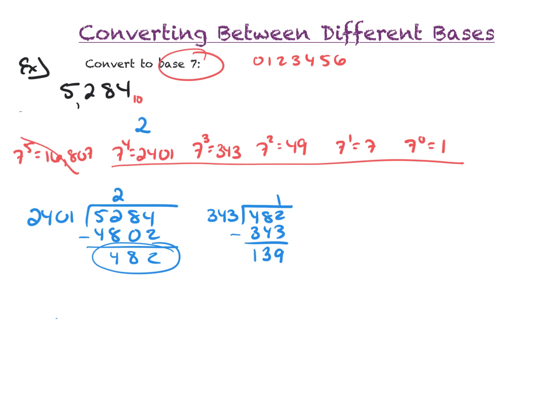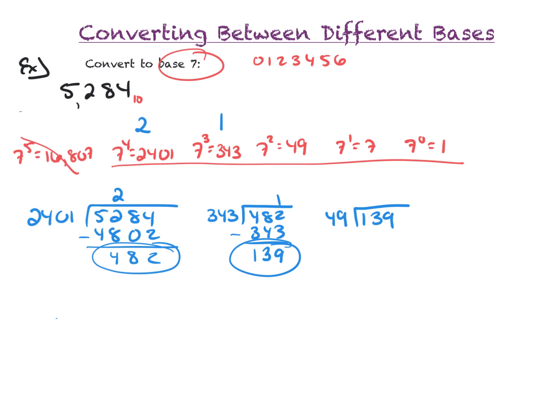And then I'll do the same thing. Let's see, we have 1 7 to the 3rd that will go in. So I will record this one up here. And then we'll take the remainder, the 139. 49 is smaller than 139, so that should go in. So let's see how many times 7 to the 2, or 49, goes into 139.